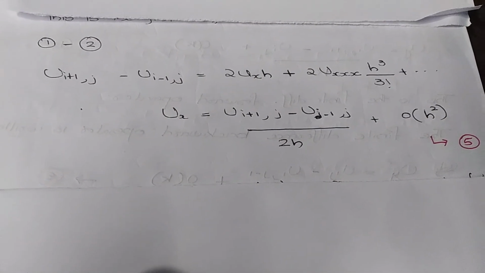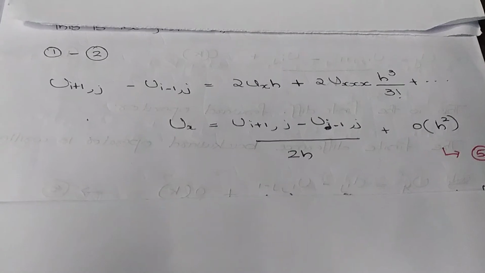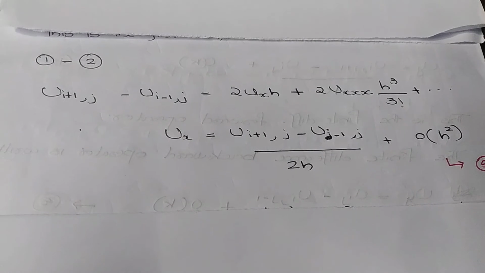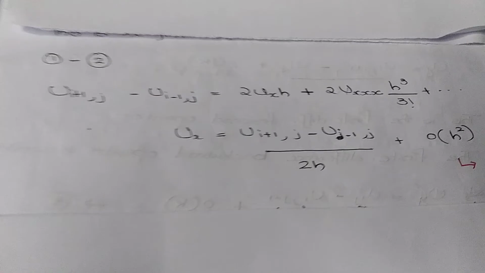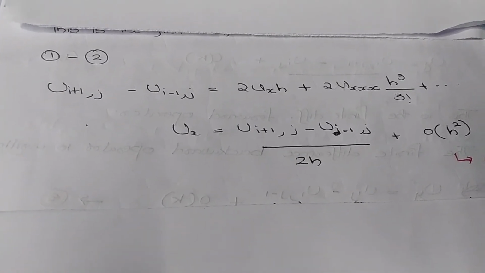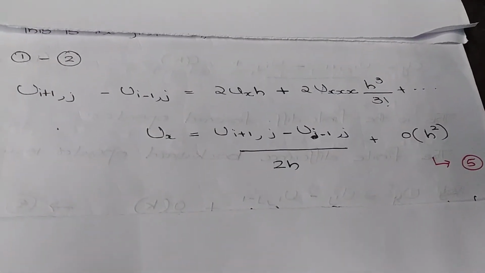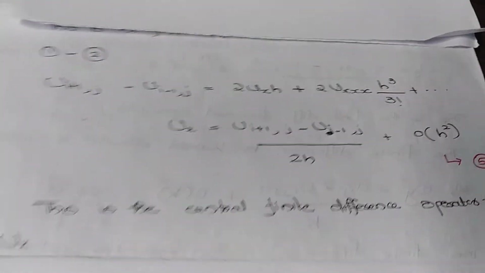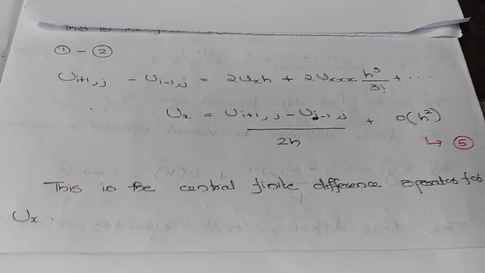Equation 1 minus 2 gives another result of the central difference operator: u(i+1,j) minus u(i-1,j) is equal to 2h ux plus 2 uxxx h cube by 3 factorial plus etc. So ux is equal to u(i+1,j) minus u(i-1,j) divided by 2h plus other higher order terms of h square. We can put it as equation number 5. Equation number 5 is the central finite difference operator for ux.